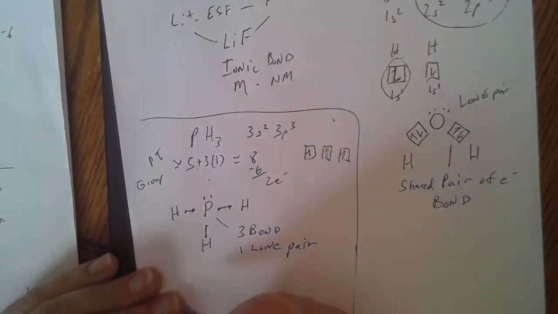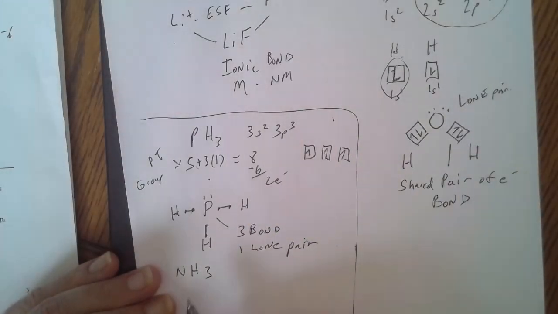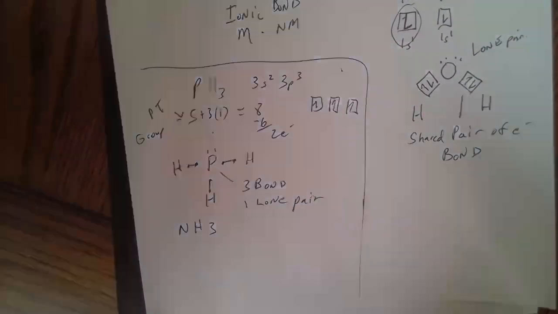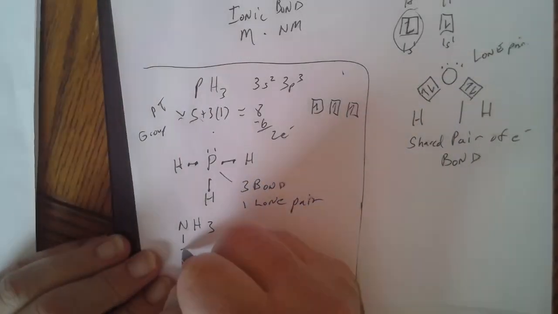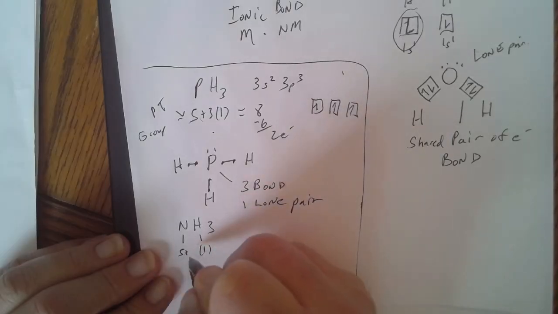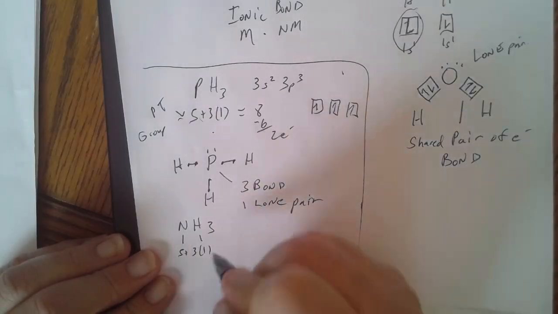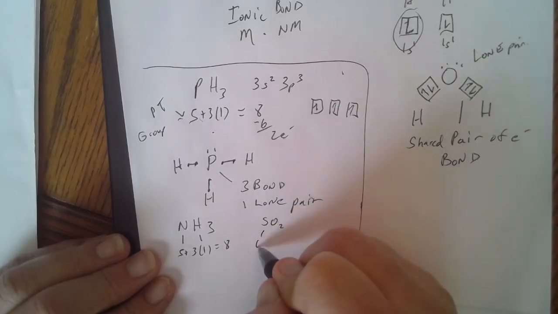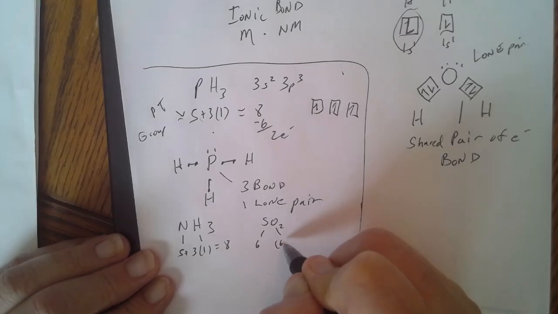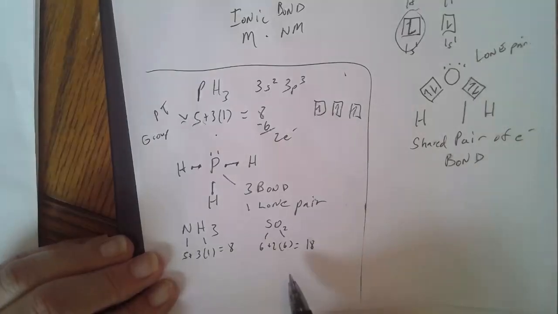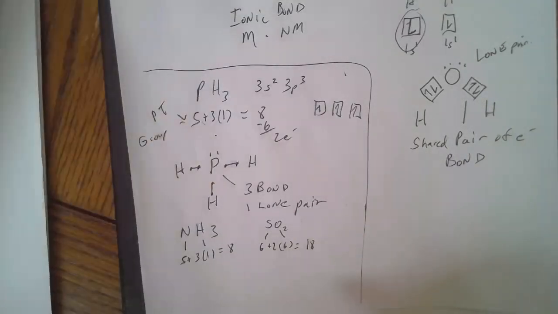Then it says, okay, do NH3. And all it wants you to do in this section, exercise 1 here, is to just tell how many valence electrons each one has. You do this by looking up on the periodic table what the groups are, multiply them by the subscript, and then add them together. SO2, for example, we have 6, and we have 6 times 2. 6 plus 12 is 18, right? And it goes on and on there.